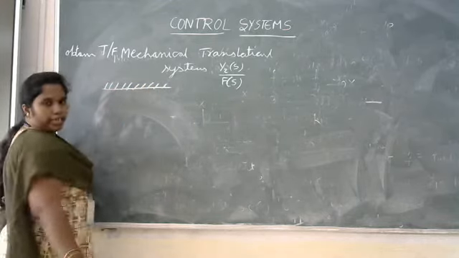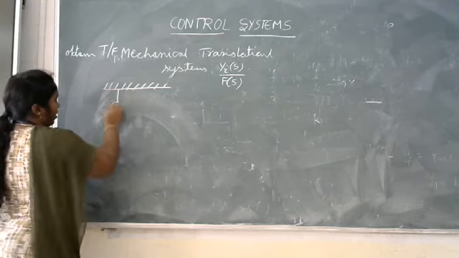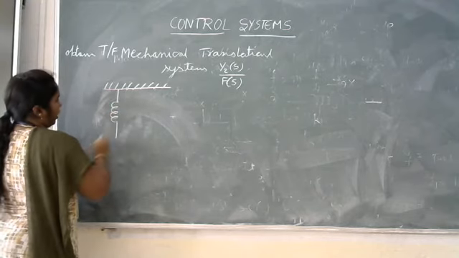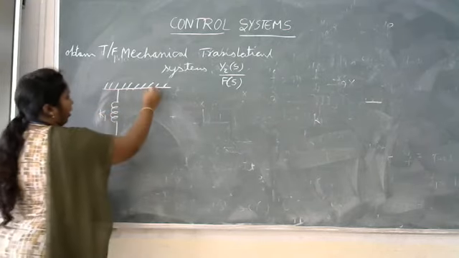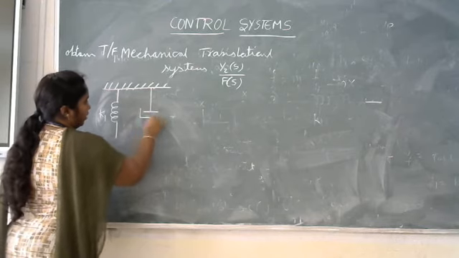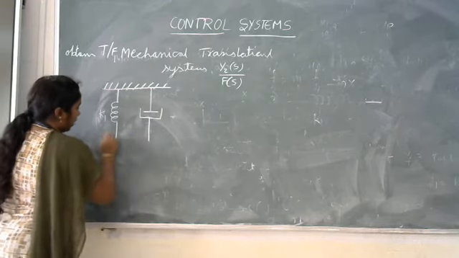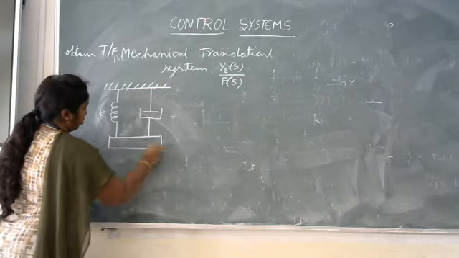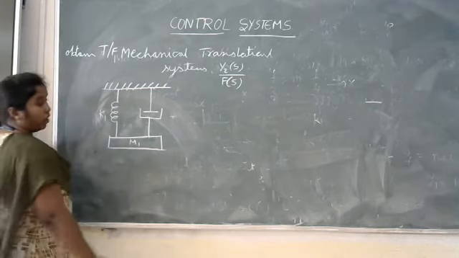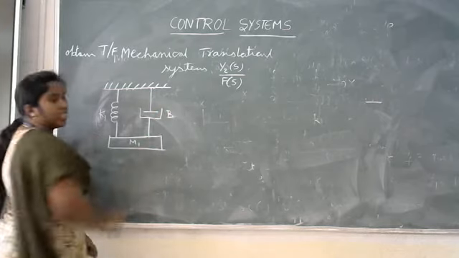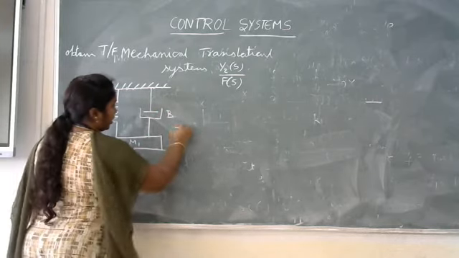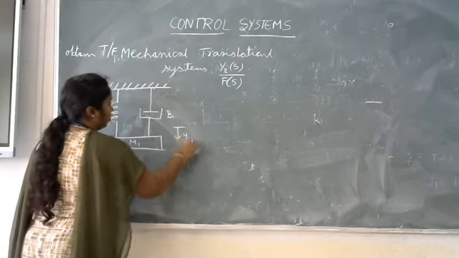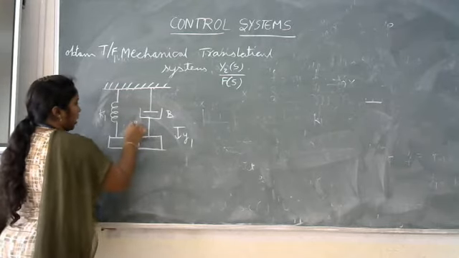So this is the base. From this I am considering a spring K1 and this is a dashpot. These two are connected to the mass element M1. This is the mass element M1 and this dashpot is indicated by B, and this is the displacement Y1. This is the force F of T.